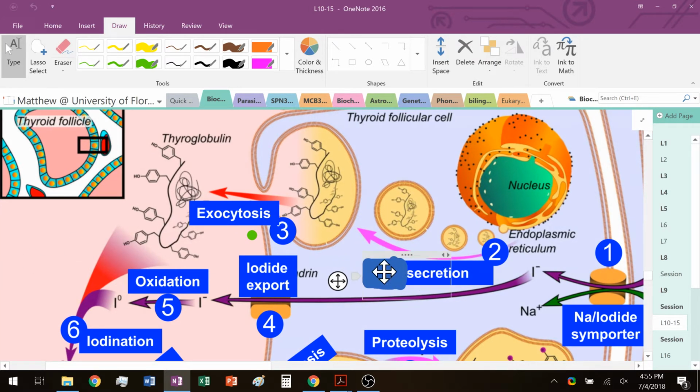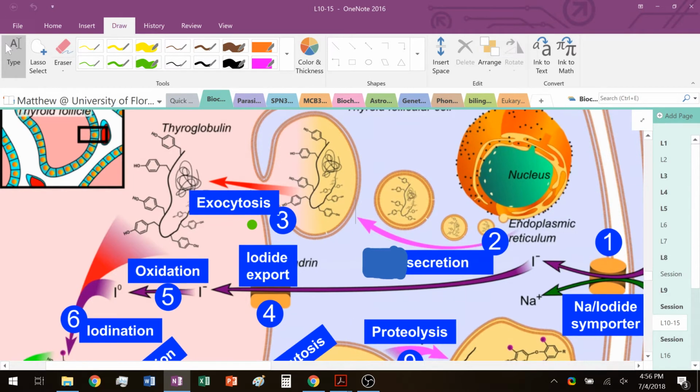So you have TG secretion, which is really right here, and we had to pump in the iodine, or the iodide, with sodium so that we can pump it out later. The iodide is actively transported, but the thyroglobulin is just exocytosed from the cell. So now you have both your thyroglobulin on the outside of the cell and your iodide on the outside of the cell. So this is a region where chemistry can happen.